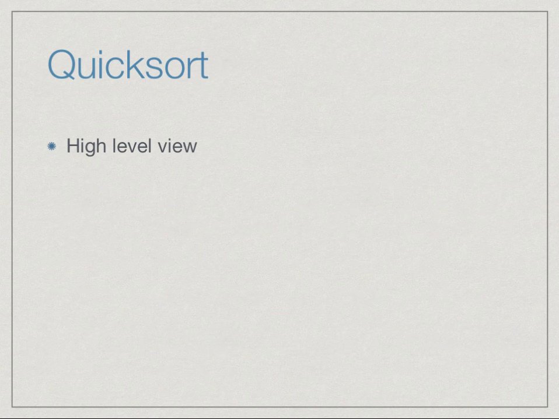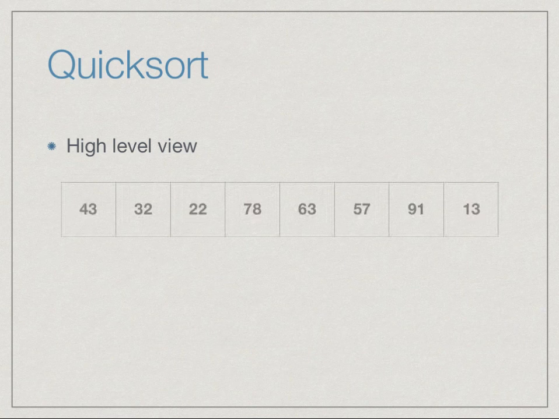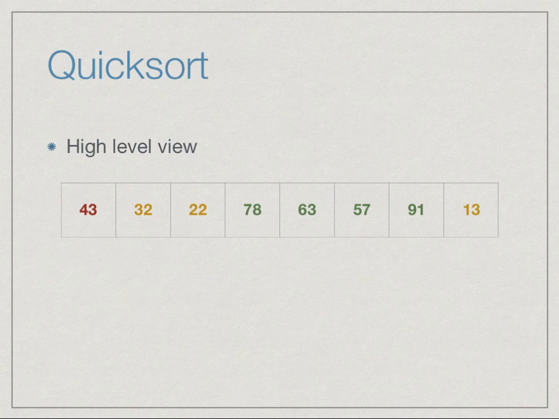So here is a high-level view of how Quicksort would work on a typical list. Suppose this is our list. We first identify the beginning of the list, the first element, as the pivot element. Now for the remaining elements, we have to figure out which ones are smaller and which ones are bigger. Without going into how we would do this, we end up identifying 32, 22 and 13 as the three elements which are smaller, marked in yellow, and the other four elements, marked in green, are larger.